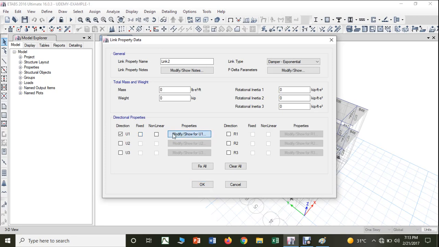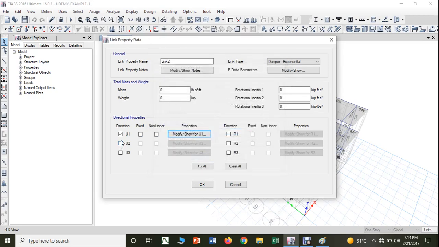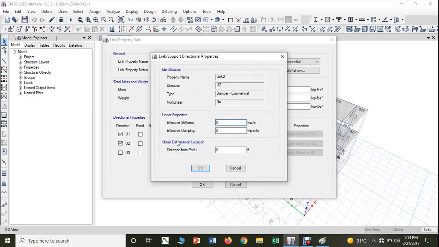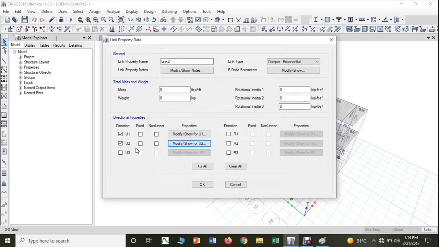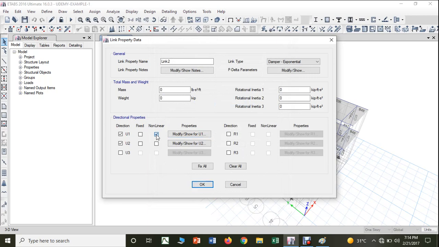If I'm not fixing it, then you are supposed to give the effective stiffness and effective damping along that direction. Or if you go to U2, again you choose whether effective stiffness or effective damping. Again in that option you can choose whether you want linear or non-linear. If you are using non-linear, then you are supposed to give how it's going to vary: non-linear properties, stiffness, damping, damping exponent, everything. So for each and everything you have an option.